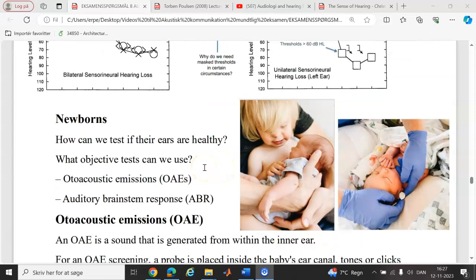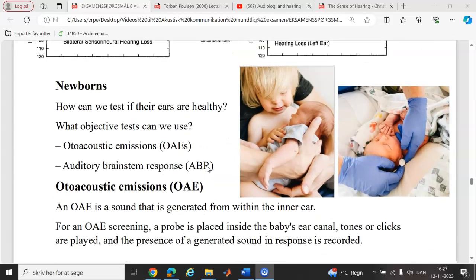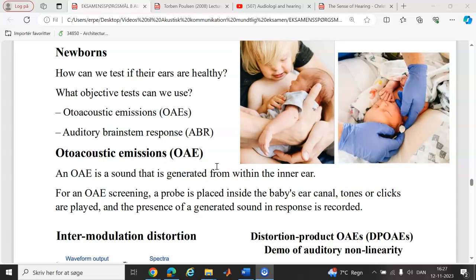Newborns. How can we test if their ears are healthy? What objective test can we use? Otoacoustic emissions, OAE, and auditory brainstem response, ABR. What are otoacoustic emissions? An OAE is a sound that is generated from within the inner ear. For an OAE scan, a probe is placed inside the baby's ear canal, tones or clicks are played, and the presence of a generated sound in response is recorded.